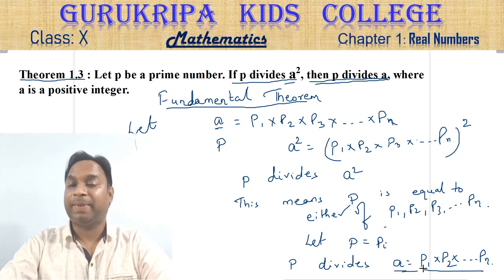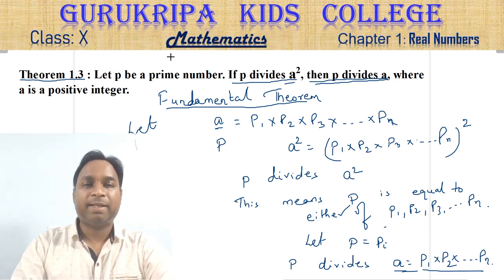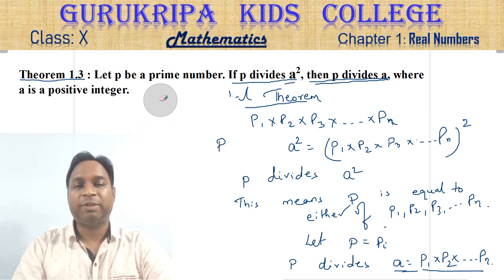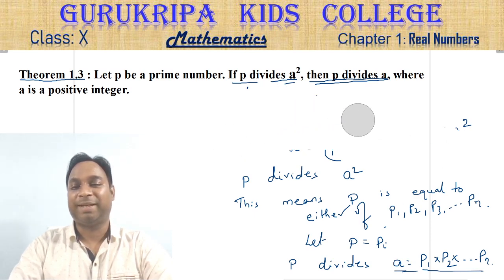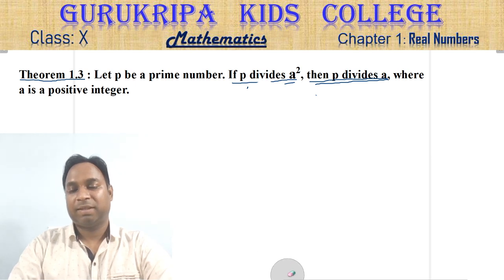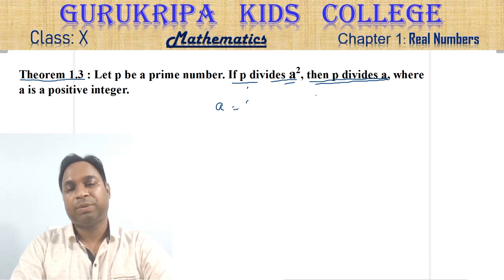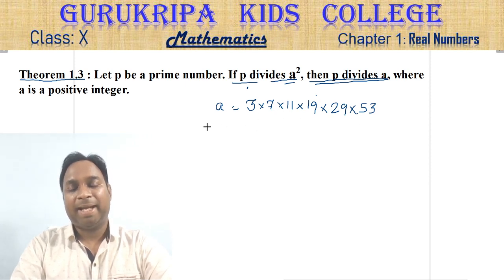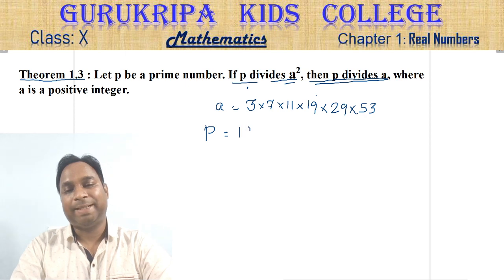You have to set this in your mind. You can take any other example and also see. If you understand the theorem first, then you will be able to retain it in your memory for a long time. Let's take a big number now. Just for the sake of example, I am giving one more example. Let's take A is equal to 3 into 7 into 11 into 19 into 29 into, let's take 53. Let's say A is this big number and our prime P is equal to 19.